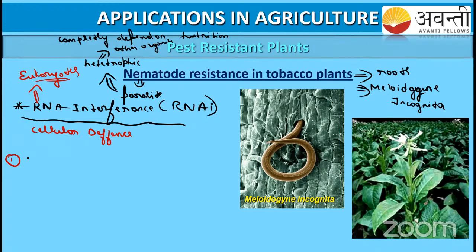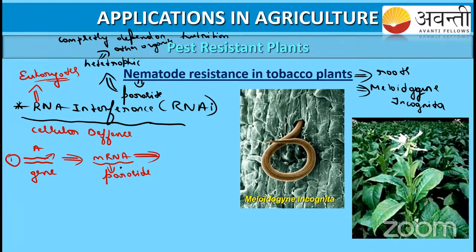For example, this is gene A. Without this gene, the nematode is not going to survive. So this is the gene we have taken, and we will convert it into mRNA. Obviously we will not take the gene itself. We are going to isolate the mRNA from this parasite.